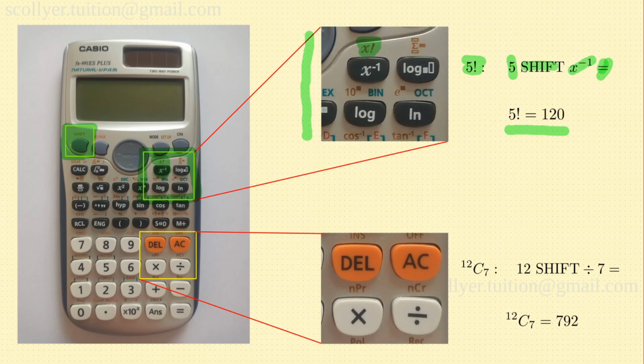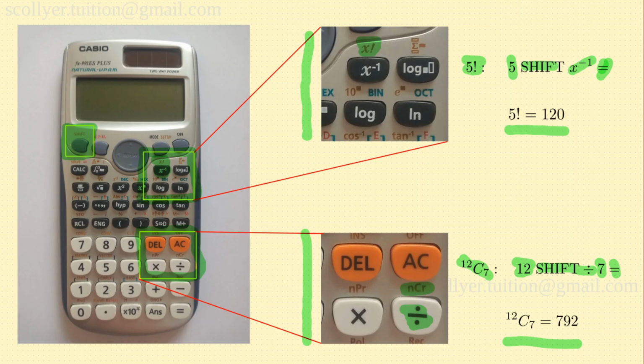The nCr function is above the divide button. So in this yellow box at the bottom, which I've shown in expanded form here, we can see nCr written above the divide button. And so, for example, to calculate 12C7, we use the key sequence 12 shift divide 7 equals, and your calculator will tell you that 12C7 equals 792.